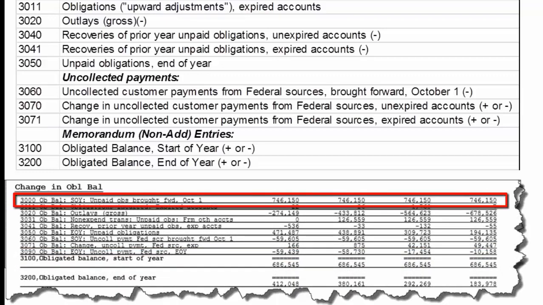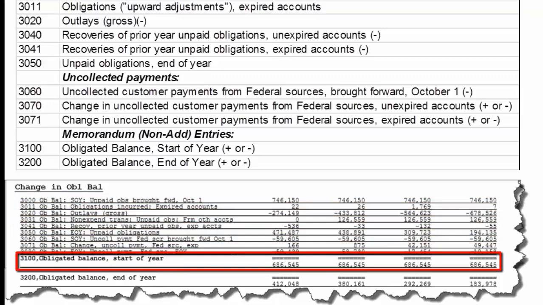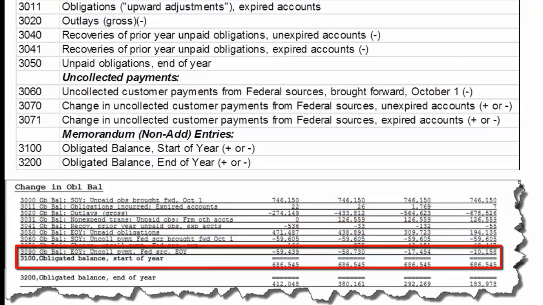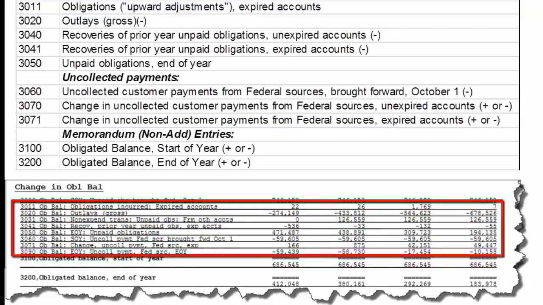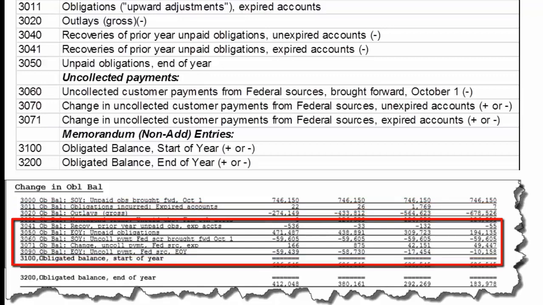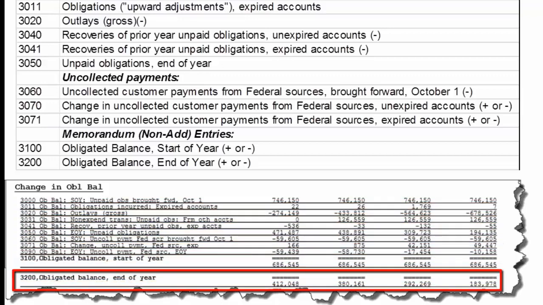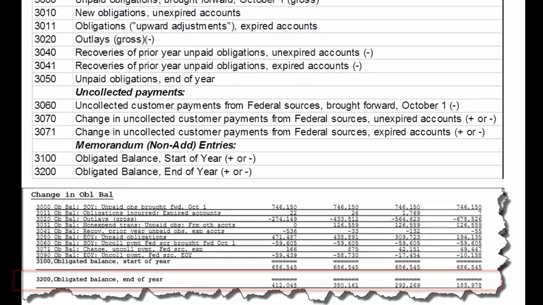Here we see the $746.1 million in unpaid obligations brought forward on line 3000. The net beginning balance of $686.5 million is shown on line 3100. We see a fair amount of outlay and recovery activity in year 2, and it all nets to an end-of-year unpaid balance of $184 million. Let's return to our equation.